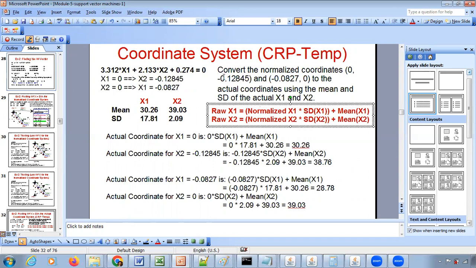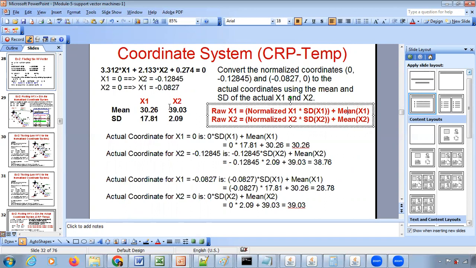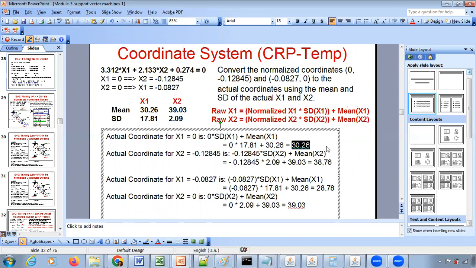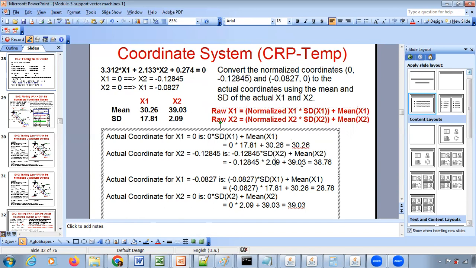So in this case, if you're dealing with 0 for normalized, the product with standard deviation is going to be 0. Just use the mean. So the mean of x1, which is this, that itself will form part of the raw value. And then negative 0.12845 for x2, times the standard deviation of x2, which is 2.09, plus the mean of x2. So this is going to be your 38.76 for x2.